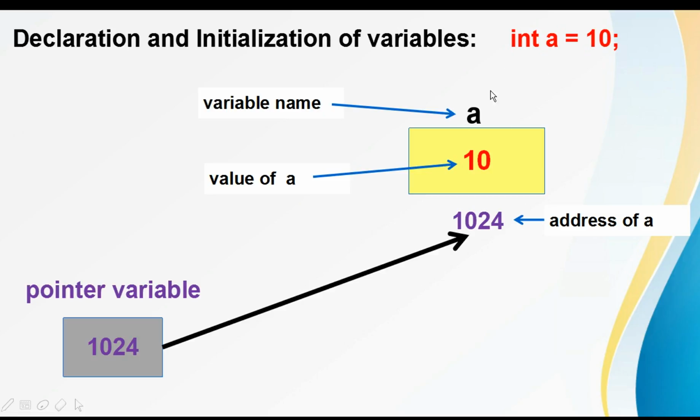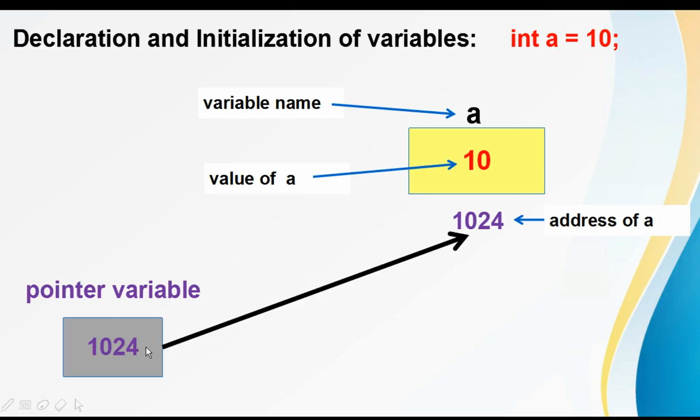Sasa hapa tumesema variable name yetu inaitwa nini? A. So this one is the variable name. Inside A we have a value of 10. So this one is the value of A, which is 10. Then we have the address of A, which is 1024. Sasa pointers variable, it will point at this address. So it will store that address.